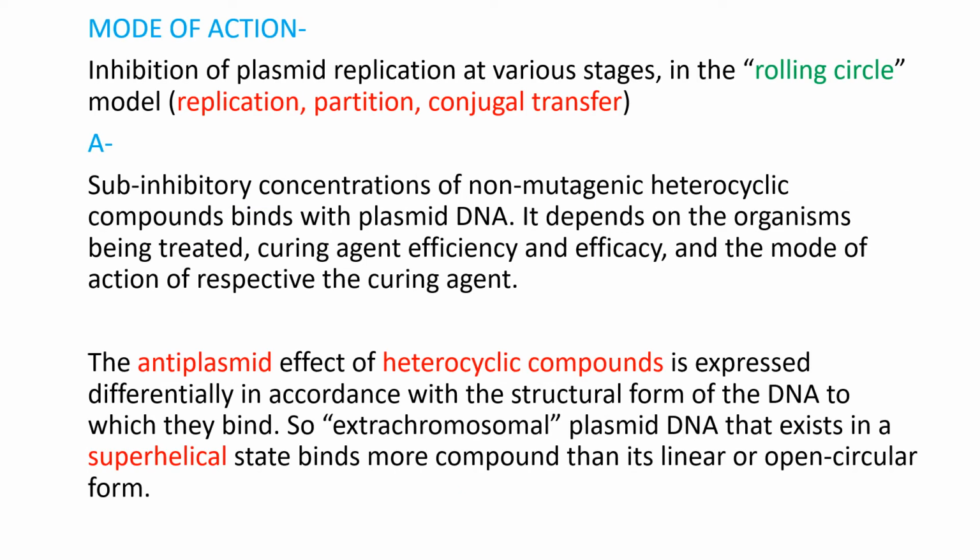Now the mode of action of different curing agents. Most of the curing agents inhibit plasmid replication at various stages. Plasmid replicates via the rolling circle method. It involves many stages like replication, partition, and conjugal transfer.